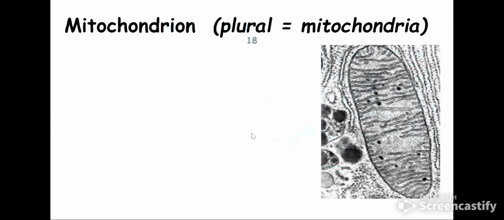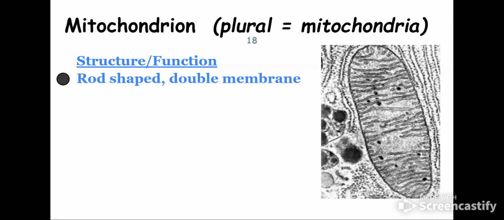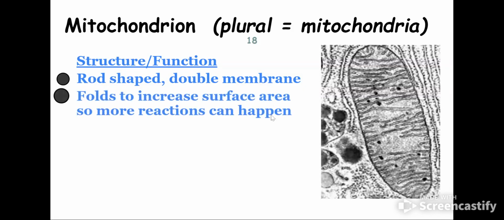This part is in your notes, so mitochondrion, or mitochondria, which is the plural, is going to be rod-shaped, kind of like oval, and it has a double membrane, meaning it's surrounded by two membranes, and it has these little folds in it, and that increases surface area, so more reactions can happen. If you didn't have these folds, reactions could really only happen on the edge, and it couldn't do its job very efficiently, but because we have all these folds, it can.